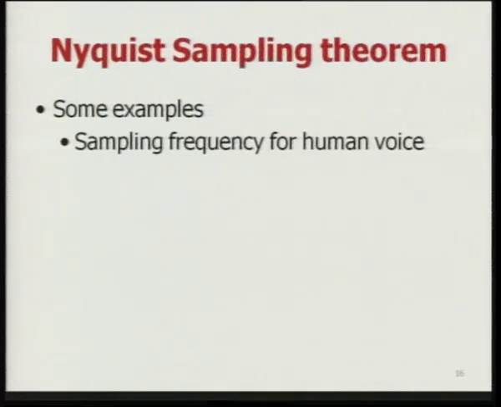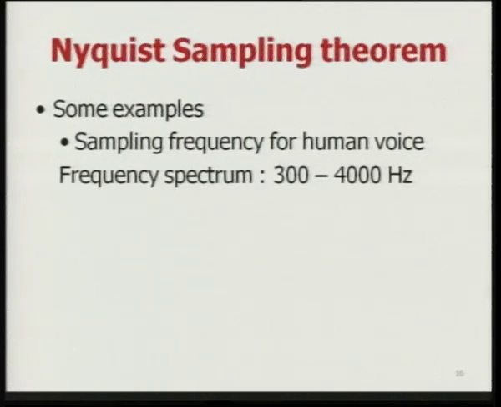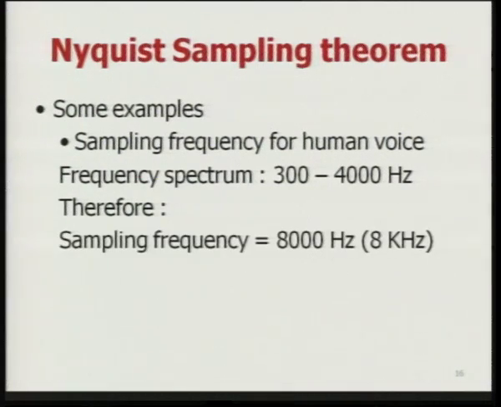Let us look at an example of sampling frequency for human voice. Now, the frequency spectrum of the human voice typically ranges between 300 to 3300 hertz. Let us just approximate that to 300 to 4000 hertz. So, now the f min here is 300, f max is 4000, therefore, twice the maximum frequency would be 8000 hertz or 8 kilohertz. So, my sampling frequency must be greater than or equal to 8 kilohertz.